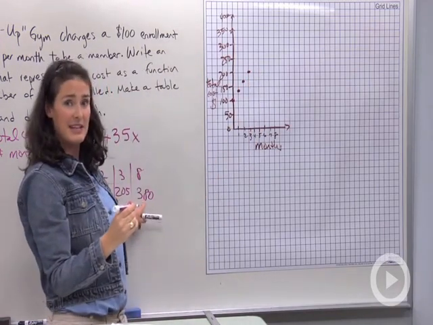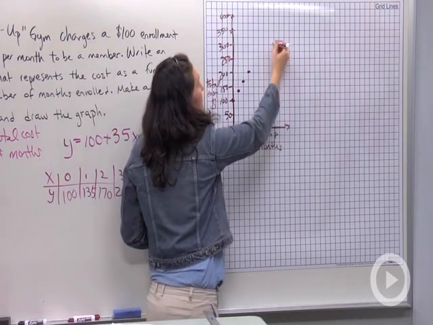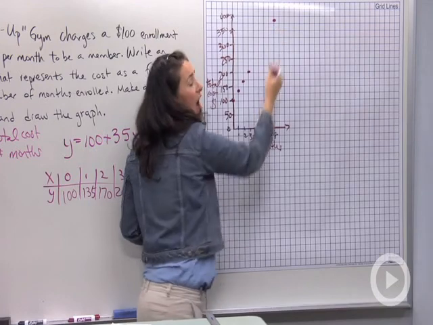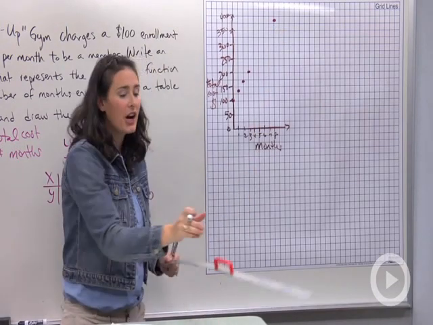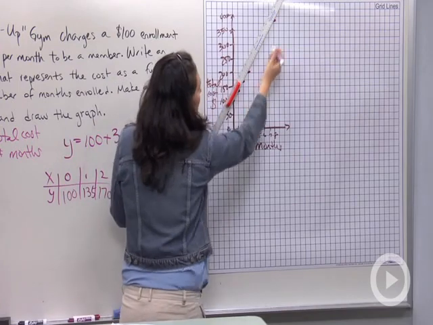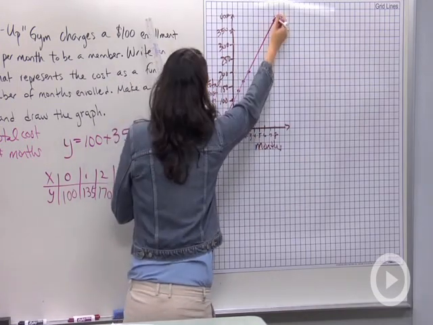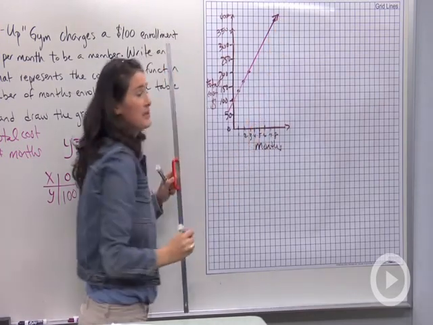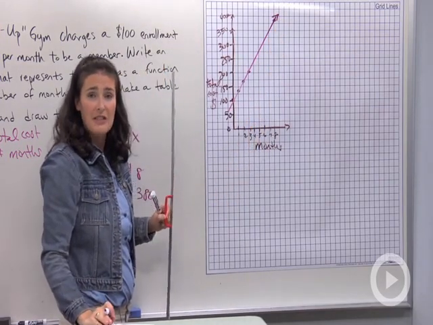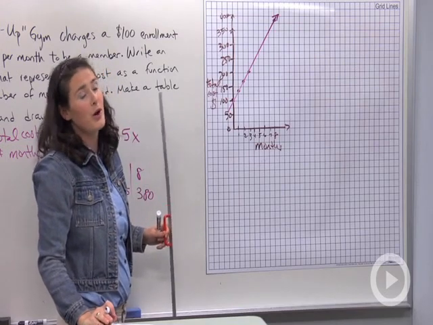Okay, now I'm jumping out to 8 and 380. If I did this correctly, even though there's this big jump in there, I should still have a pretty darn ruler straight line. So let's see. Yeah, it looks pretty good. There you go. So this graph represents how much money I would have to pay for different amounts of months that I'm enrolled at the Pump You Up gym.